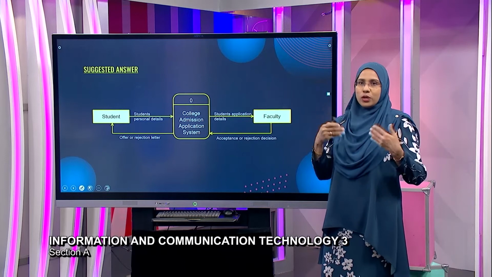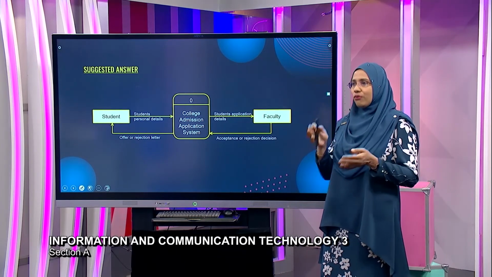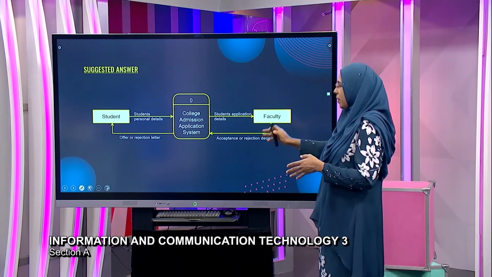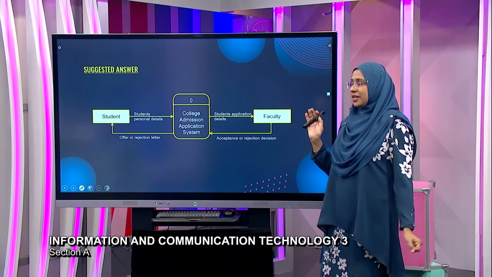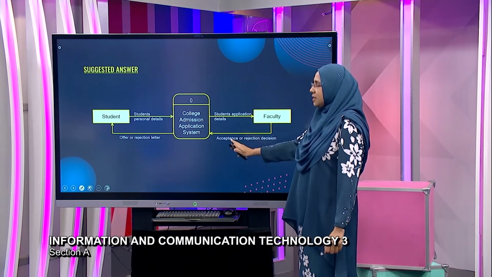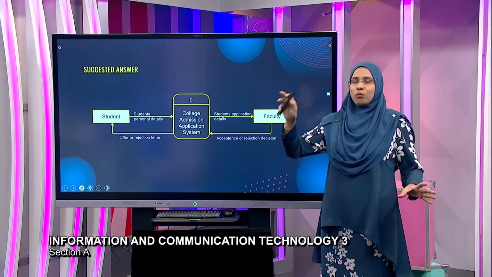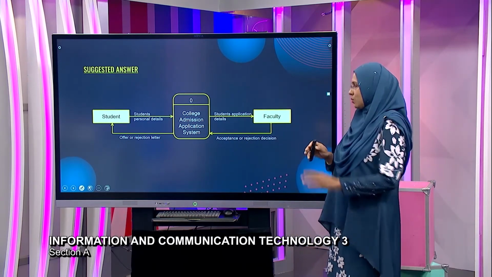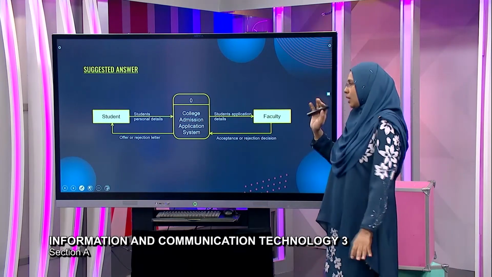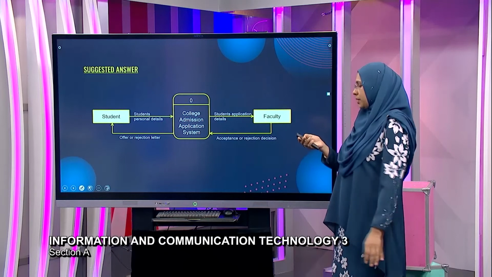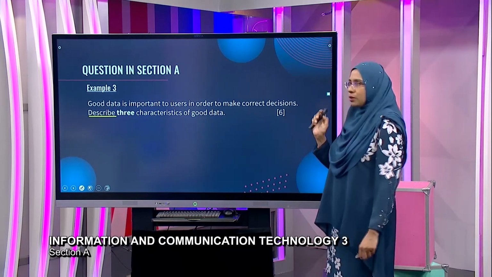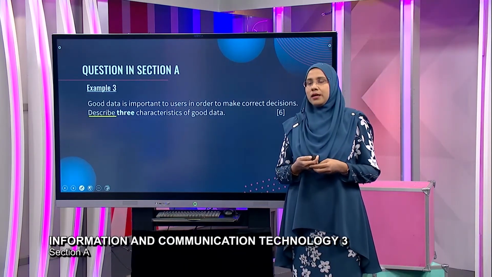Maybe the question will ask for a data flow diagram. This is another part of this. A data flow diagram is much longer. You have to split this into a few more processes, so it will be longer. So I won't discuss the data flow diagram here. Next, we look at example 3.